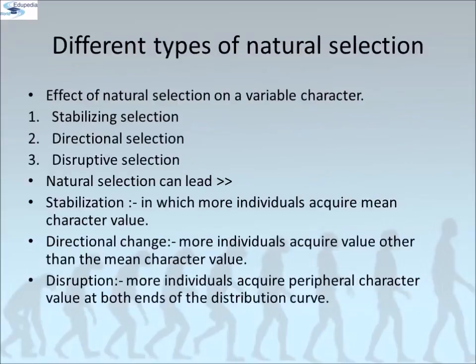Different types of natural selection. Natural selection results in a change in gene frequencies of a population. Depending upon what type of character or trait is favored, selection can produce any one of several different results. The effect of natural selection on a variable character may be of the following three types: stabilizing selection, directional selection, and disruptive selection. What is stabilizing selection?